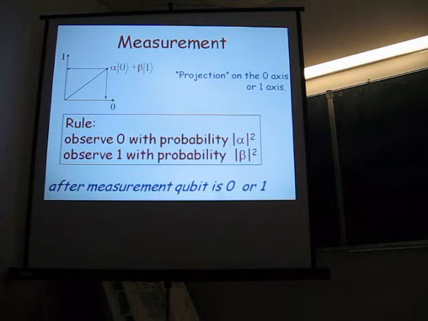And note that it was a good thing to have this rule that alpha squared plus beta squared was equal to 1, because otherwise you would not be able to say that it gives you a probability.